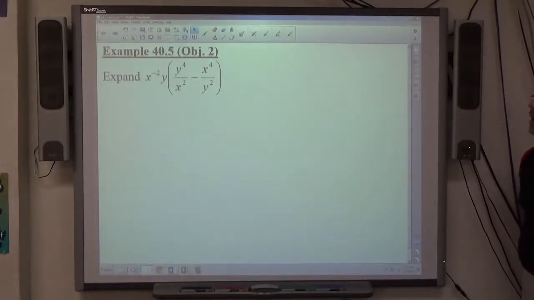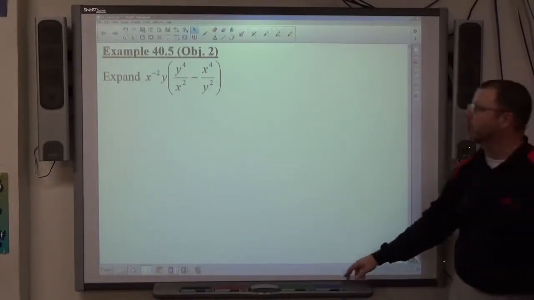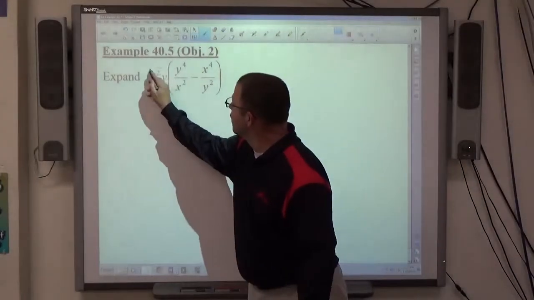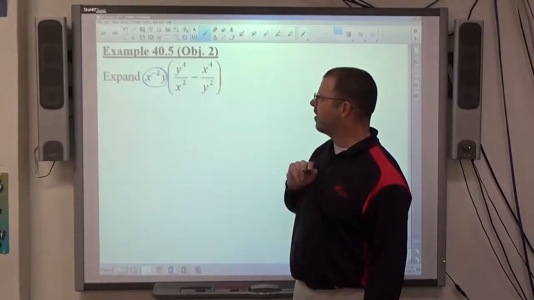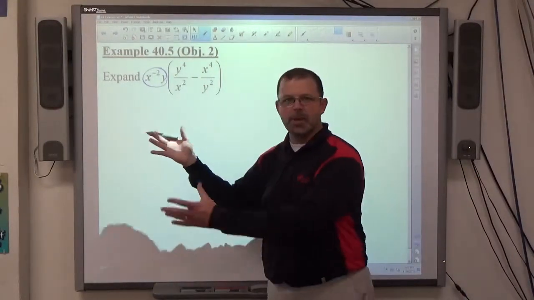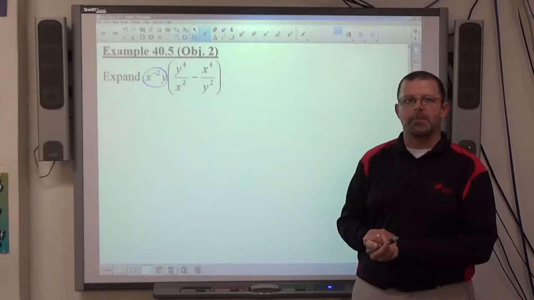Expand x to the negative 2y times y to the fourth over x squared minus x to the fourth over y squared. This is the only problem with the whole issue, right? With the whole thing. This is fine, right? So if I fix that, and this might be something as I copy it out of my book, I might put it on my paper this way.